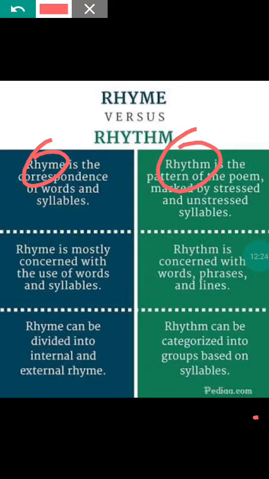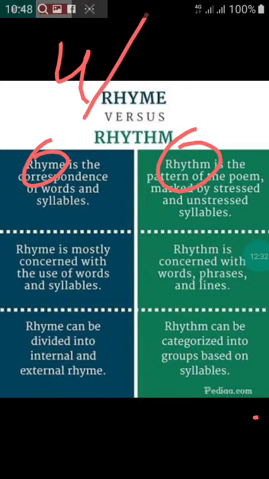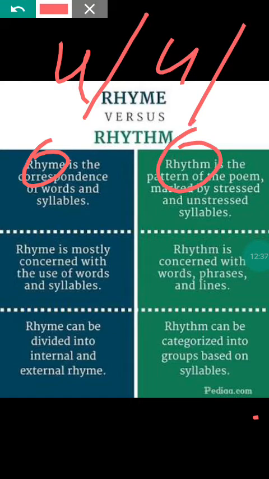Rhythm is a pattern of a poem marked by stressed and unstressed syllables. You mark where the stress, the accent, falls, and where it is unstressed, identified with U and other signs. It is the combination of these that is called overall rhythm: stress and unstress, accented and non-accented.